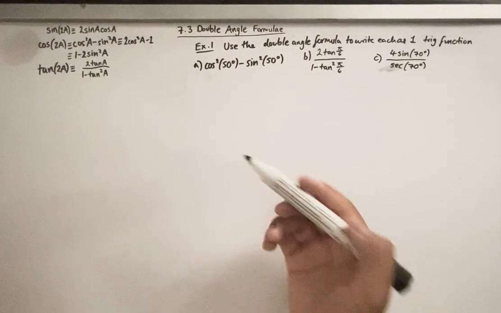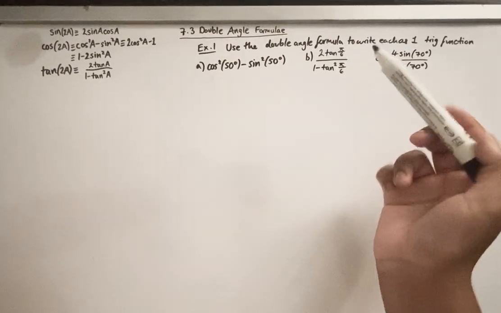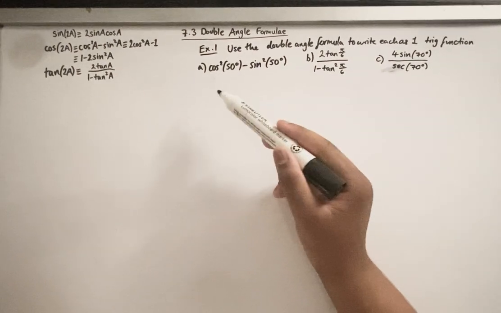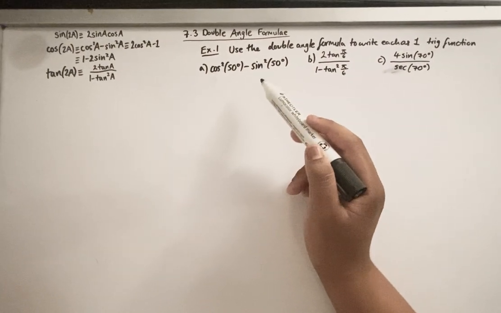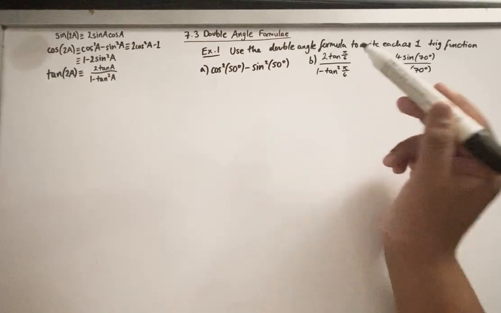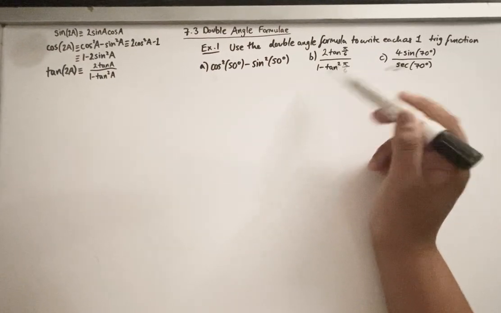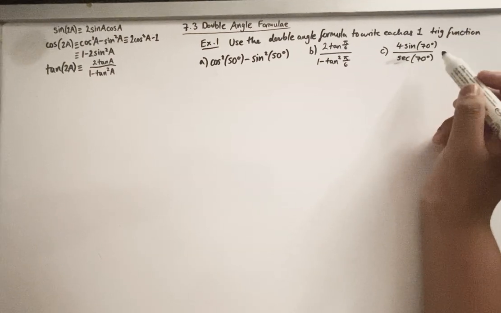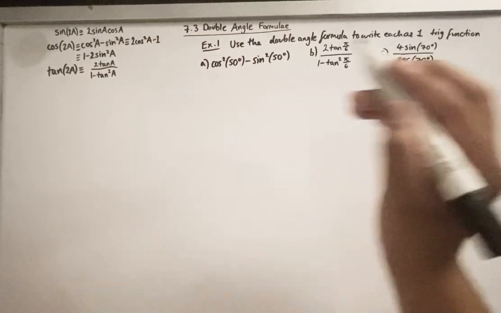Let's do some examples. Use the double angle formula to write each as one trig function. So for part A, cos squared of 50 degrees minus the sine squared of 50 degrees. Part B, 2 tan of pi over 6 over 1 minus tan squared of pi over 6. And part C, 4 sine of 70 degrees over sec of 70 degrees.